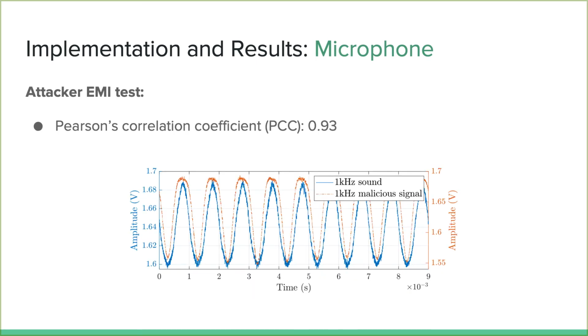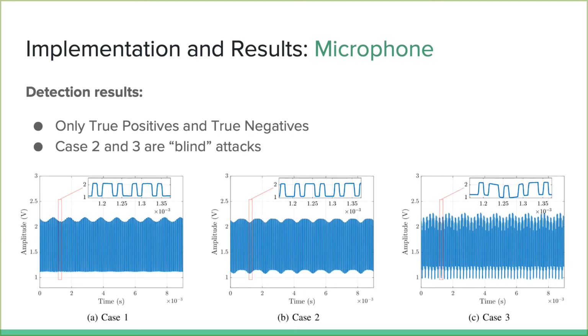So just to demonstrate that we can actually attack the system, you'll see that the blue waveform is from a speaker that the microphone is picking up, and the orange waveform is from a 1 kilohertz signal modulated on a 144 megahertz tone that we insert using the antenna. And it has a Pearson's correlation coefficient of 0.93, so it's very similar to the original waveform. So we can get away with inserting some malicious signals into the system this way.